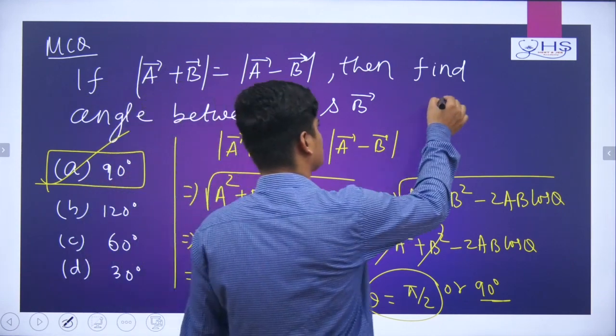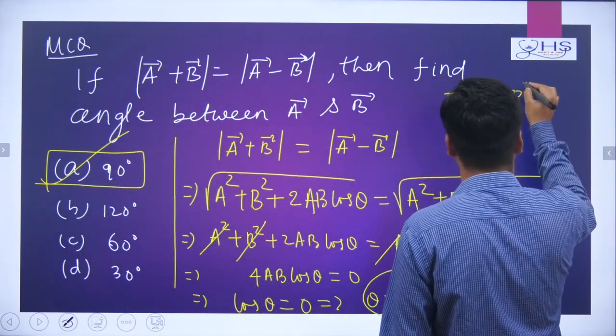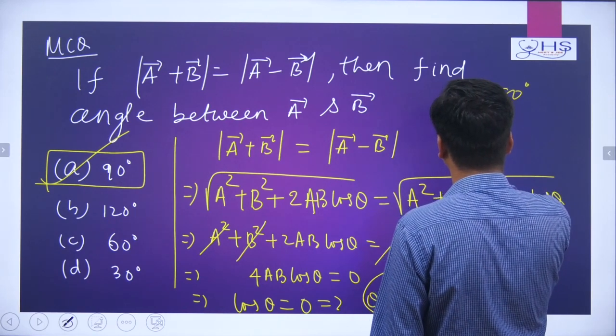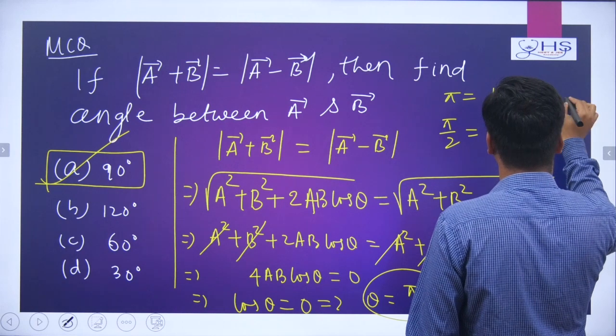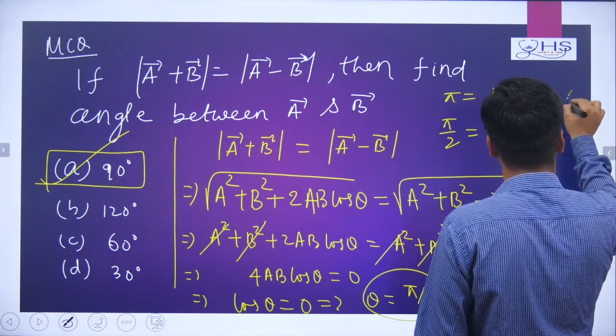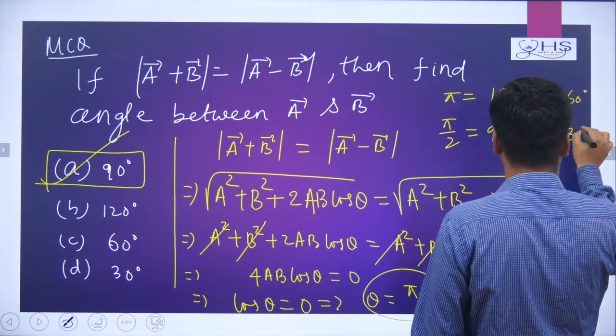Remember, pi is in radian actually. Pi we take as 180 degree. Pi by 2 is 90 degree. Pi by 3 is 180 by 3, that is 60 degree. Pi by 6 is 30 degree.